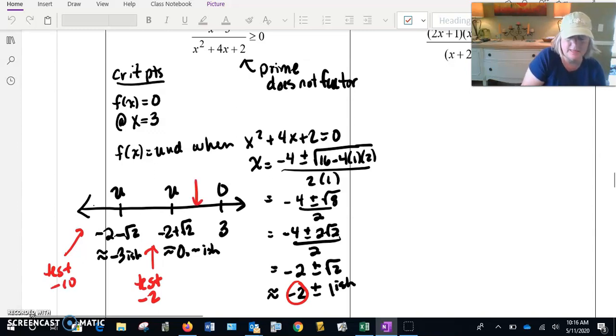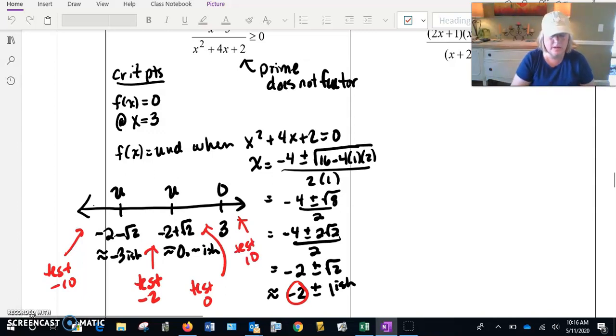Here, the nice thing is that once I realize that negative 2 plus the square root of 2 is still negative, I'm going to test 0 there, and I'm going to test 10 there. So why don't you go ahead and do the plug and chug, run that in, and get the pluses or minuses that should go in the sign chart. I'm going to ask you a question about that.